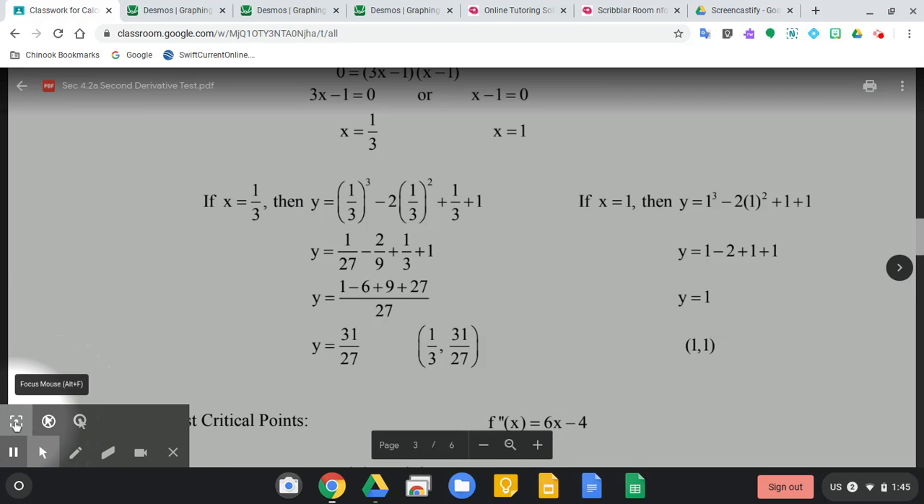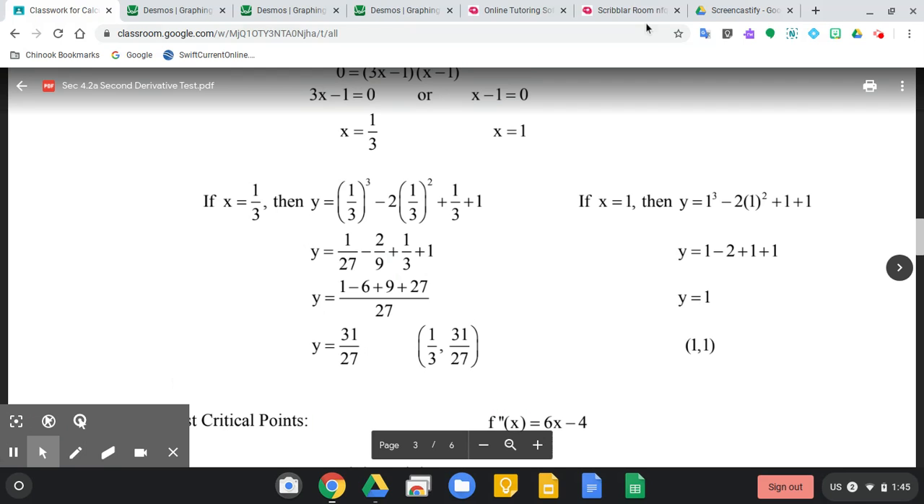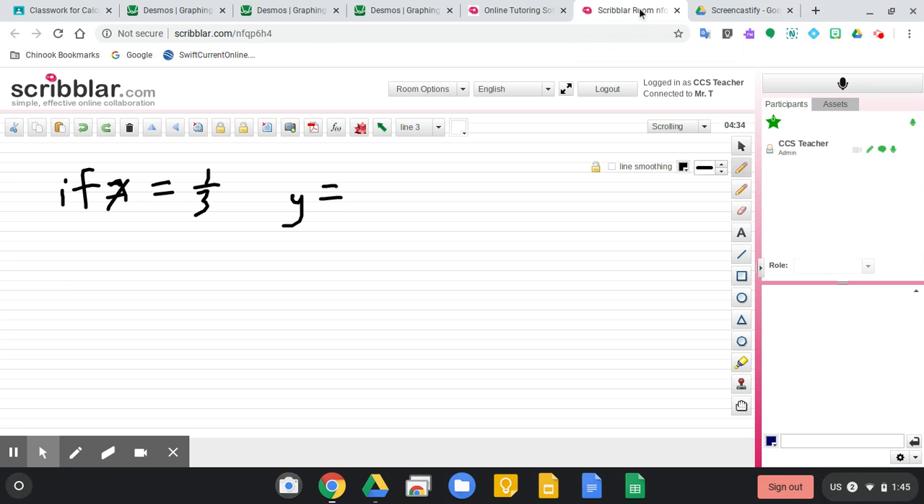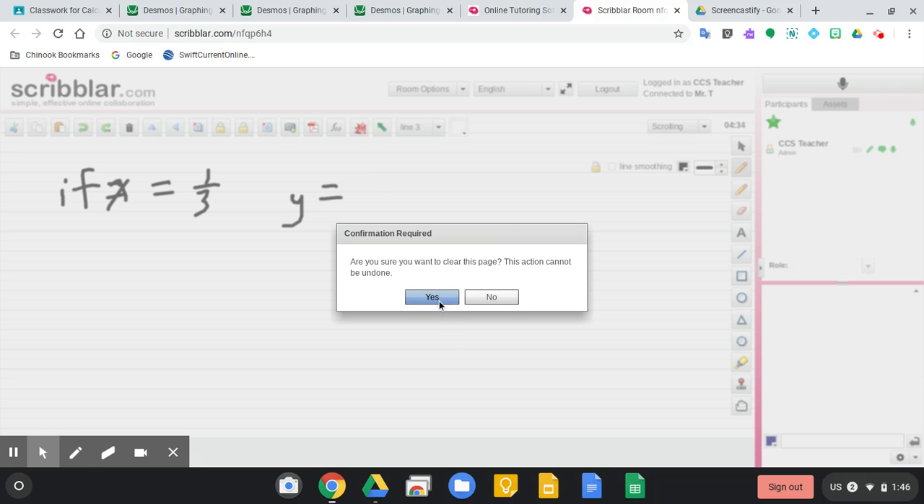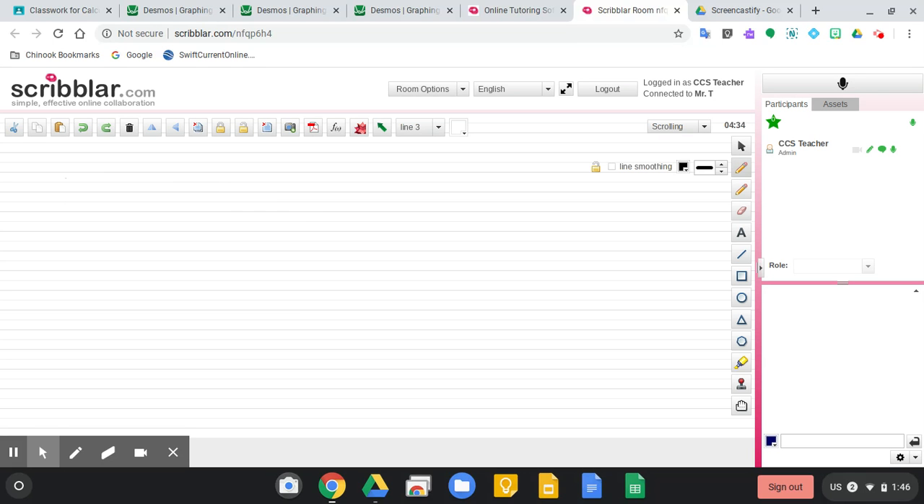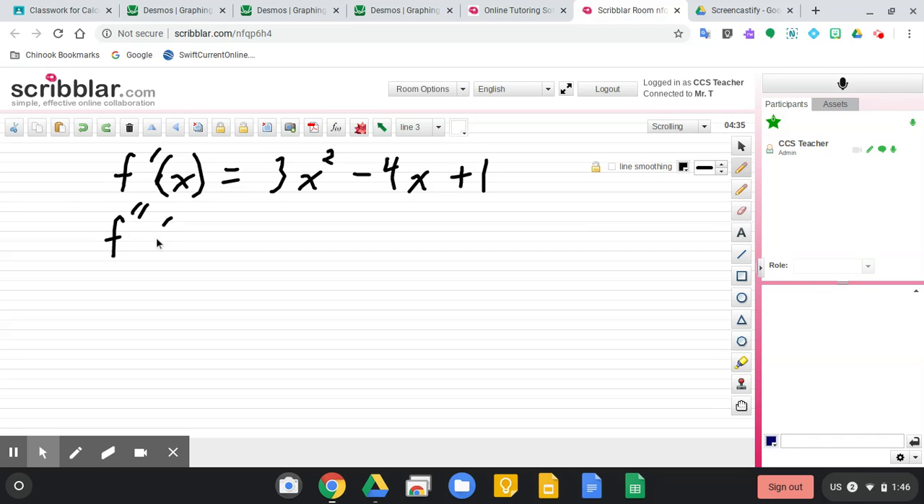I'm going to go back to the scribbler, because this is the new material, and I'm going to work through this with you. Just to remind ourselves, our first derivative, f prime of x, was 3x squared minus 4x plus 1. When I take my second derivative, f double prime of x, using the power rule, this will be 6x minus 4.